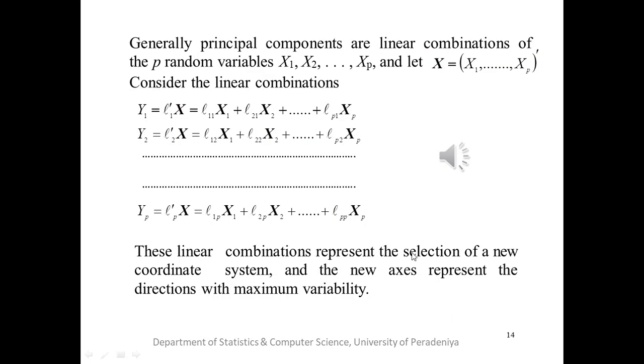Now, we try to understand the theoretical background behind this eigenanalysis. Generally, the principal components are linear combinations of the p random variables x1, x2, up to xp. Then, using p number of x variables, now we write p number of linear combinations, y1, y2, up to yp. These linear combinations represent the selection of a new coordinate system, and the new axes represent the directions with maximum variability.